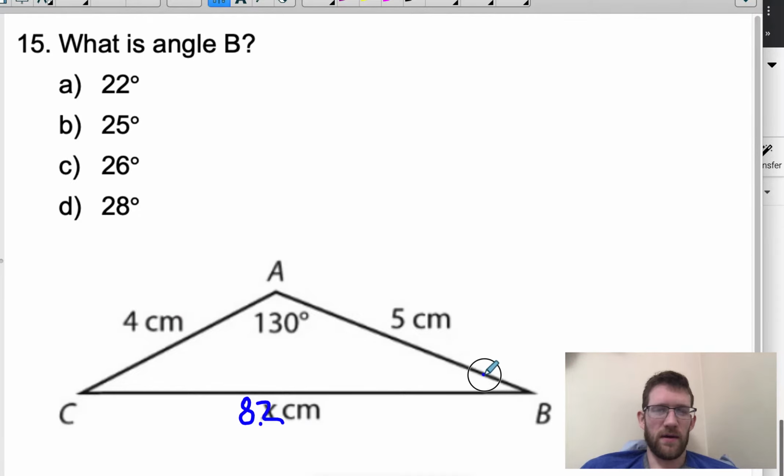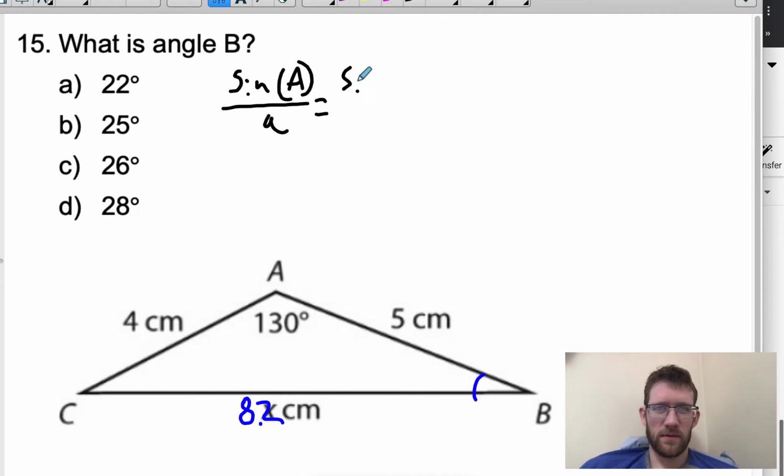So angle B here is opposite this length of 4, and this 8.2 is opposite this 130-degree angle. So we're going to use that to set up our law of sines. The law of sines is that the sine of an angle, in this case angle A, over little a equals the sine of angle B over little b. Again, I can plug in my numbers.